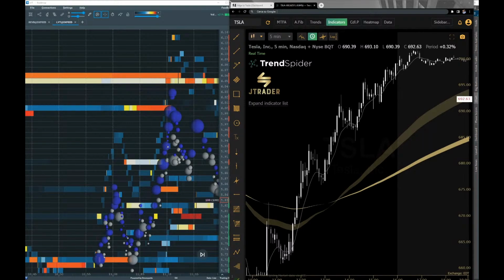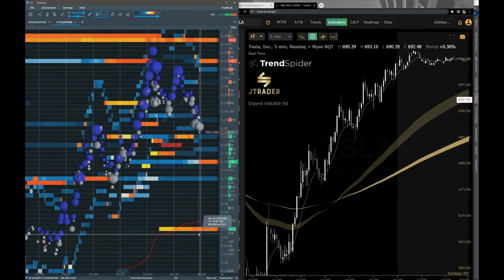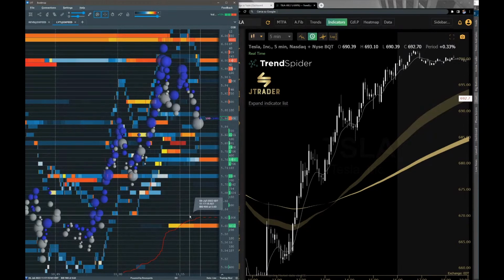Now, I'm not looking only at that moment. Let's say we take this pattern over here. I'm not looking only at the moment on the chart. I want to look at confirmation with Bookmap. So I will look for the price action to have a follow through.